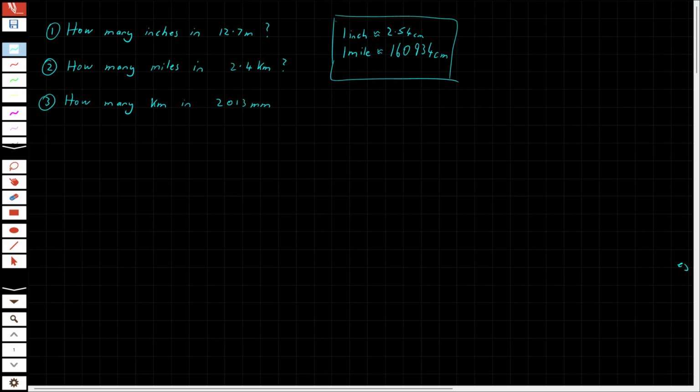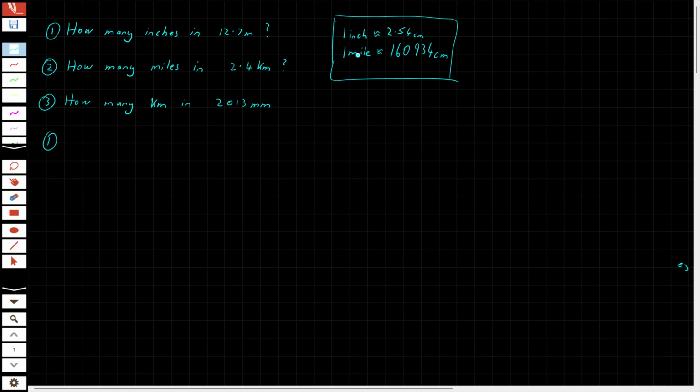In this video we're going to look at converting units. We have 3 problems here and we're going to tackle each one using the conversions here. So question 1, how many inches in 12.7 meters?